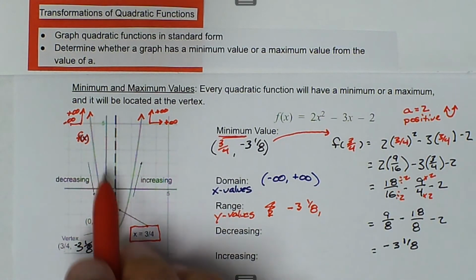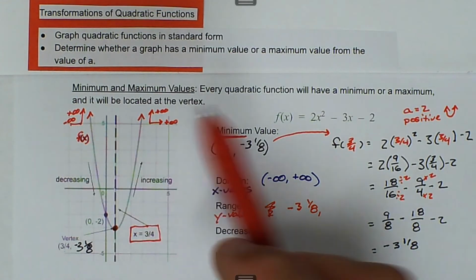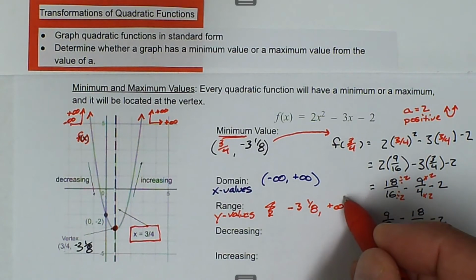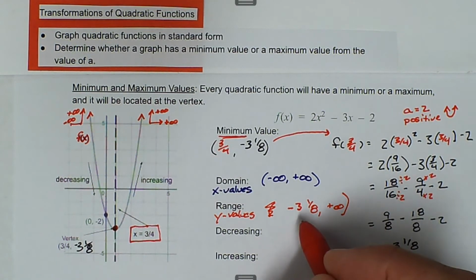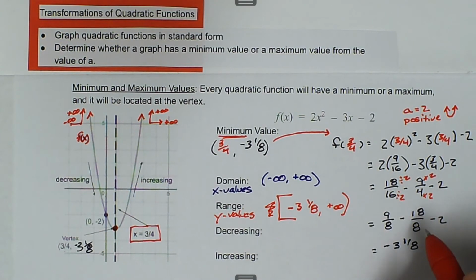And then in going up, as we go up, these arrows at the top mean that it's going to positive infinity. Positive infinity. Infinity is never included, but our negative 3 1/8 is included. So we use our bracket.